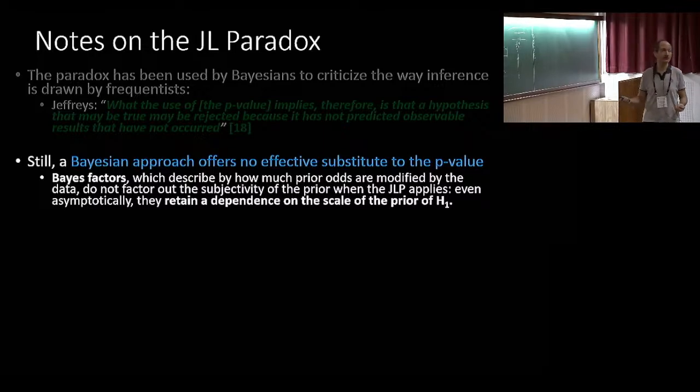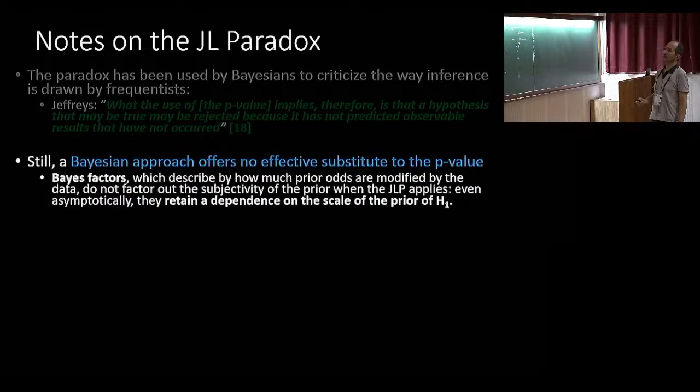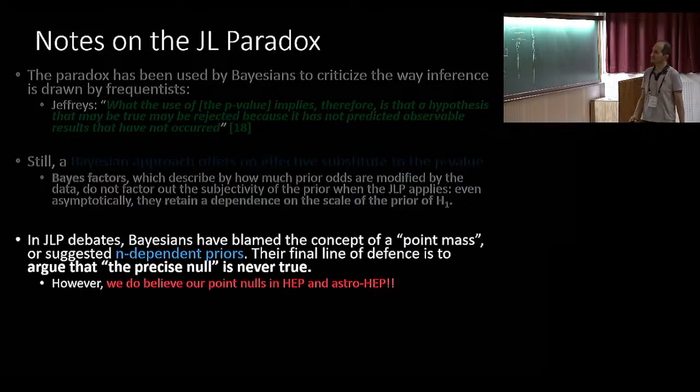This is something I didn't show, but the fact that the point mass was chosen at 50%, if you redo the calculation with 40%, you will find a totally different result. Do it for yourself if you want. And Bayesians have the Bayes factor, which is the ratio of posterior to prior odds. But this will retain a dependence on the scale of the prior that we discussed.